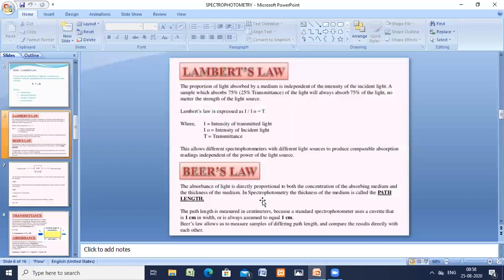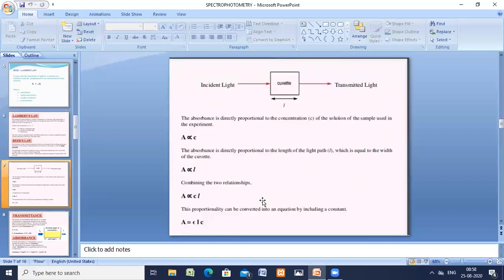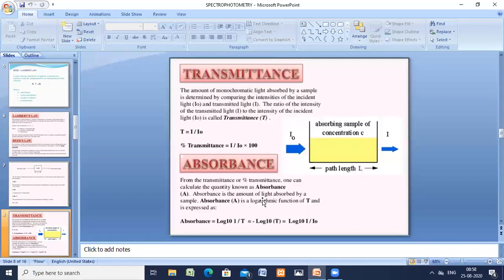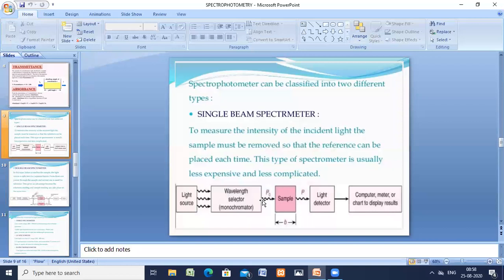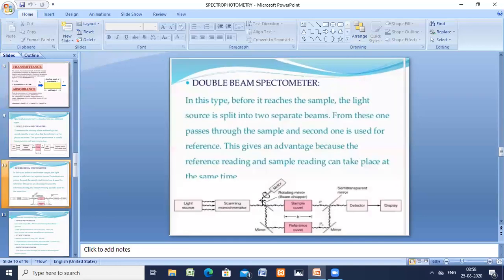Next, Lambert's law. Absorbance is proportional to the path length. Beer's law: absorbance is proportional to the concentration. On combination, A is proportional to C times L. A equals molar absorptivity times L times C, length and concentration. What is transmittance? T equals I by I0. The reverse of this is absorbance: A equals log10 of 1 by T, which is minus log10 T. And in instrumentation, we have seen single beam and double beam.